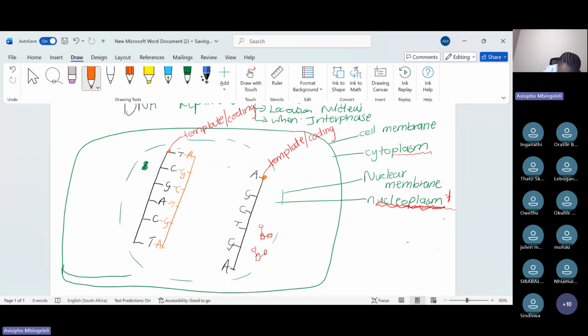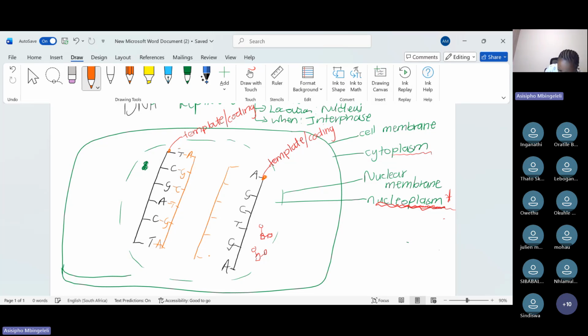Now, free DNA nucleotides will then pair themselves with the exposed bases. So we are using the template strand to say, oh, in the template strand, there's an A. So we need a base that is going to complement that A to be in that complementary strand. So then what happens here?